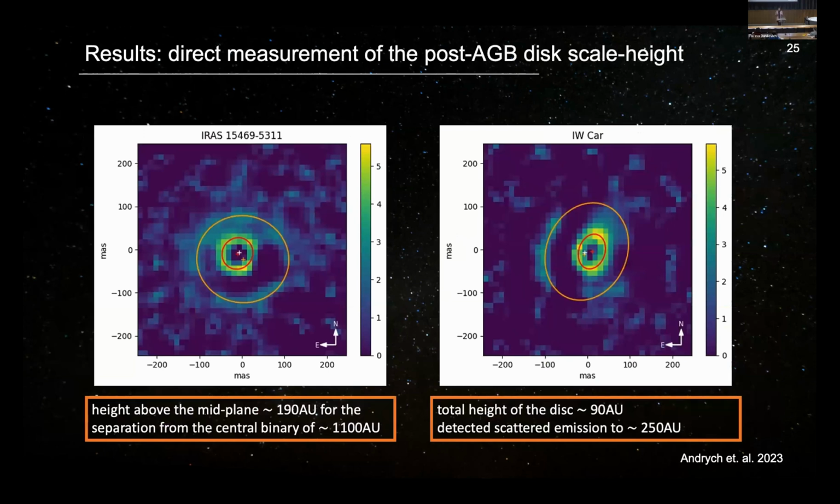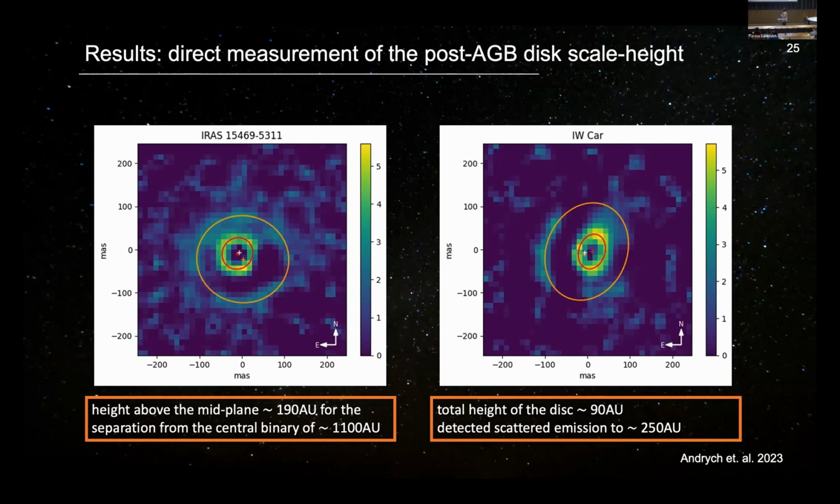We were also able to perform a direct measurement of the post-AGB disk scale height, or the disk thickness, in the extended parts for two systems. For the left system on the slide, we estimated the height above the midplane of the outer disk based on the visible shift of the outer ring in this image from the position of the central binary, which is a projection effect. So while we do know the inclination of the system, we can estimate what height above the midplane this ring should have to cause this observational shift.